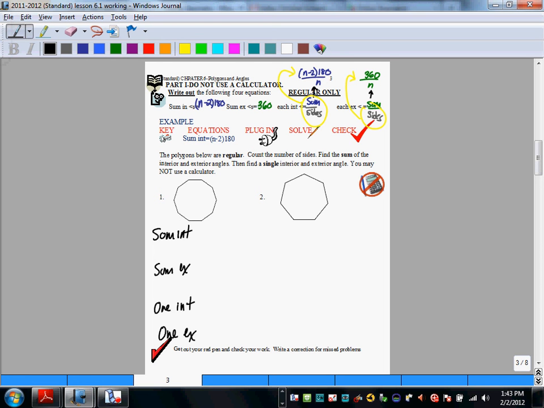So all I want you to do, now you know your n because you counted your number of sides, is plug it in and find each of those for both the left and the right, and then check. Once you're done with page 3, you can take the training wheels off and you're ready to go.